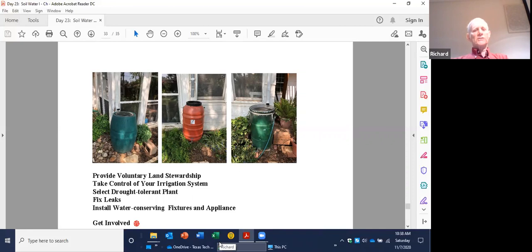As master naturalists, you need to provide voluntary land stewardship. One of the things that we're seeing in this country is less and less public involvement. You as master naturalists need to be that public involvement in natural systems. What you can do individually is take control of your individual system, select drought-tolerant plants, fix leaks that you have in your water, or install water conservation fixtures and appliances. Get involved.